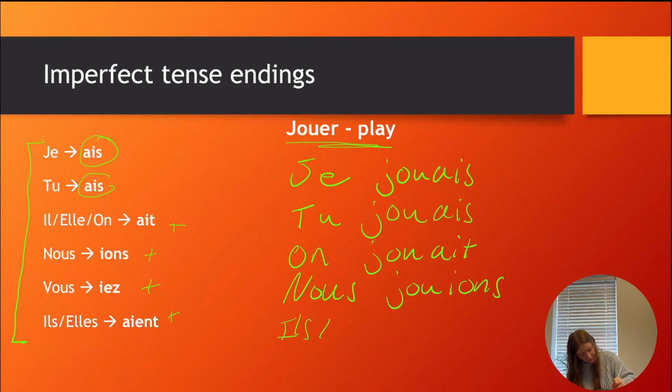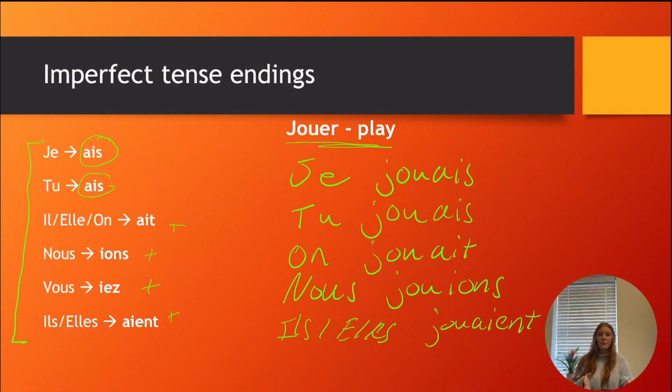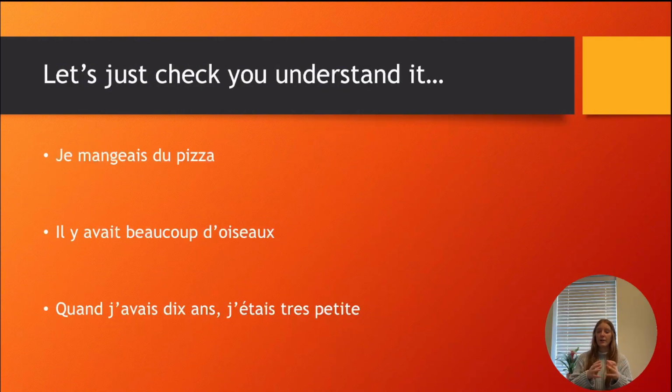And then ils, elles, jouaient. Okay, so that would just be the verb jouer in the imperfect tense. That's all it is. We've conjugated that in the imperfect tense, and that means I used to play, or I played, or I was playing. Okay, let's move on. I want to check that you understand this concept.